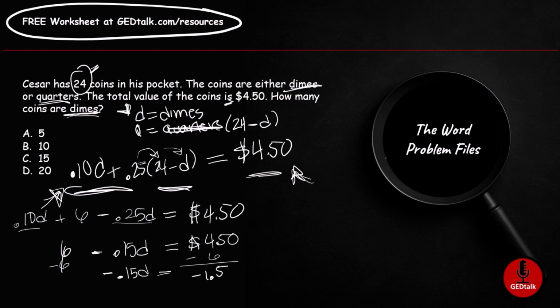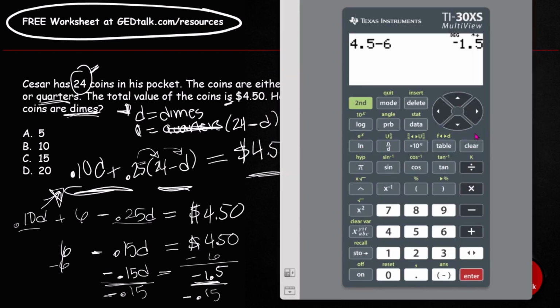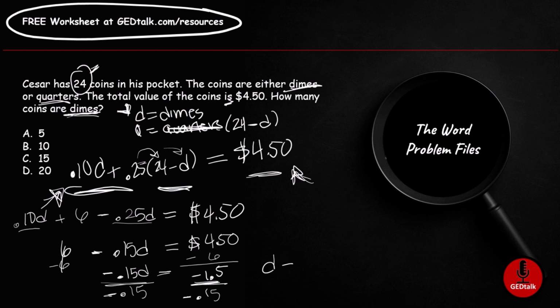We need to get D by itself, so do the opposite of multiplication, which is division. So negative 0.15. Bring that negative sign with it. Don't leave that there, okay? So what you do on one side, you got to do on the other. So negative 0.15. And I'm definitely grabbing the calculator for this one. I already have negative 1.5 as the answer, so I'm just going to do the divide key, and then type in negative 0.15, hit enter, and I get 10. So how many dimes are there? Well, D equals 10. So our answer is B.